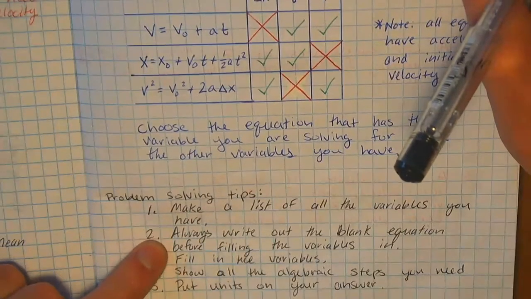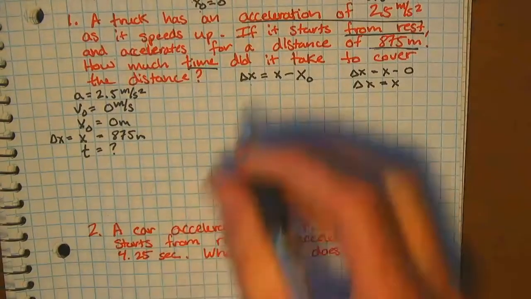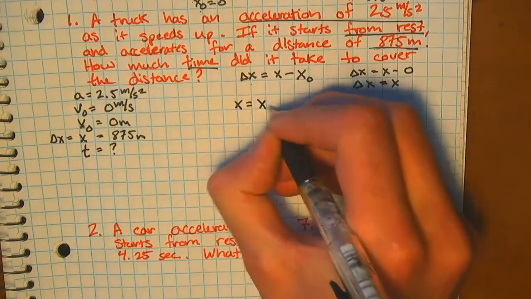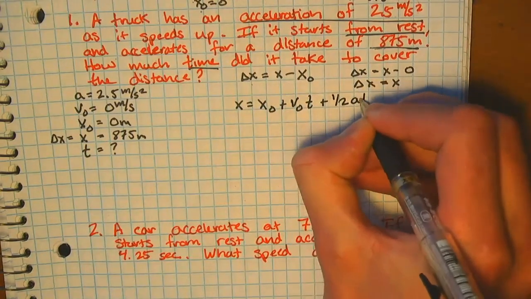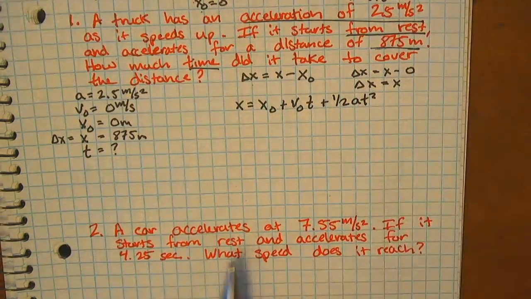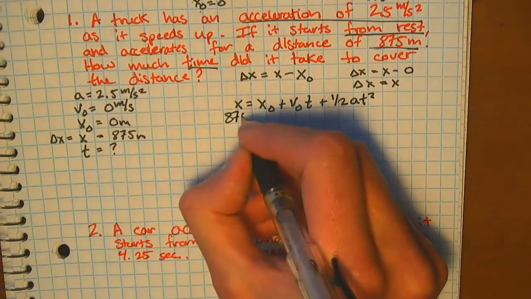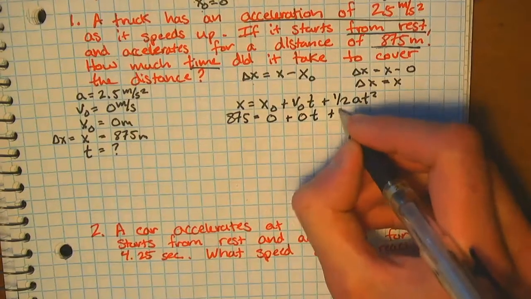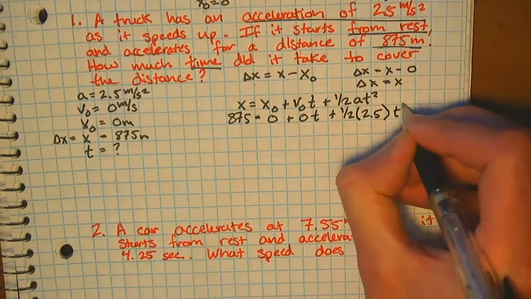We've done the first step of writing out all the variables. The next step is to write out the blank equation. Before I plug any numbers into it, I'm just going to write it out. Like so. Just copy it down. Then I'm going to plug in the information I figured out. So 875 is equal to 0 plus 0t plus 1/2 my acceleration, 2.5 t squared.